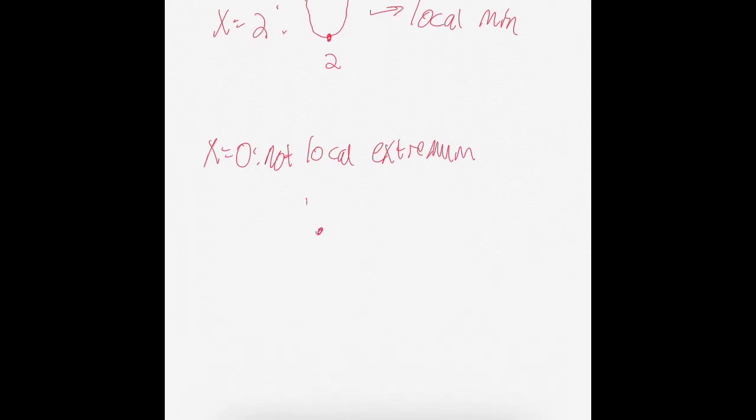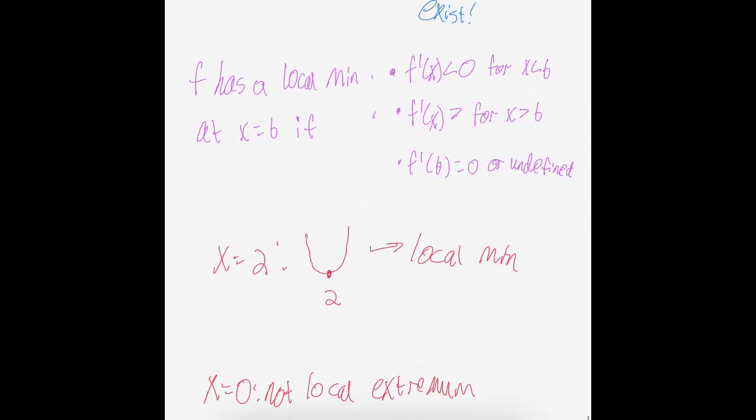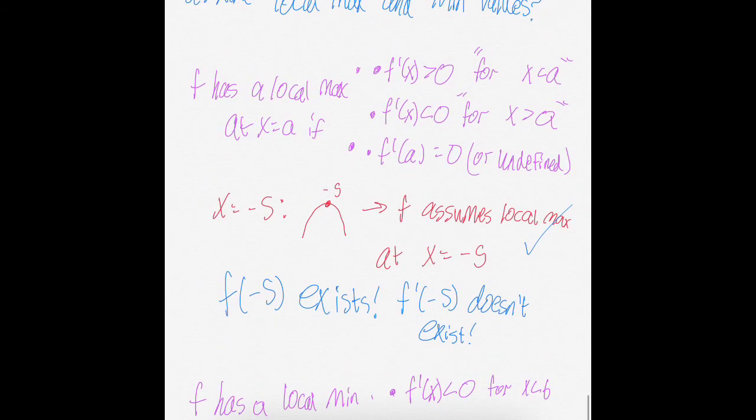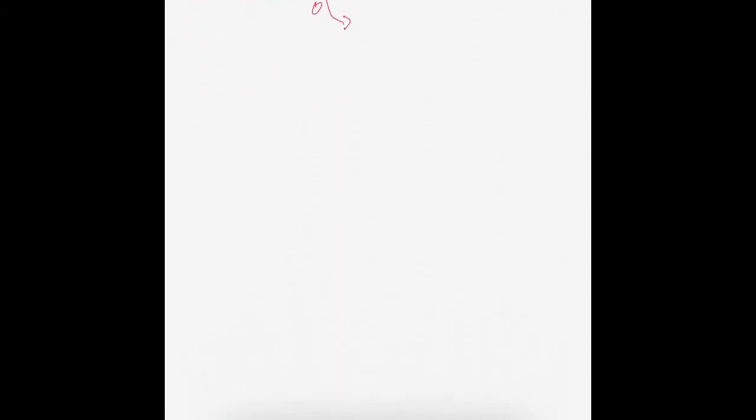And while it doesn't ask for it, I want to note that x equals 0 is not a local extremum, meaning it's not a local max or min. At x equals 0, the derivative is negative, and then the derivative is still negative. Something like that is what's going on there. Okay, so we got our local min at x equals 2, and our local max at x equals -5.